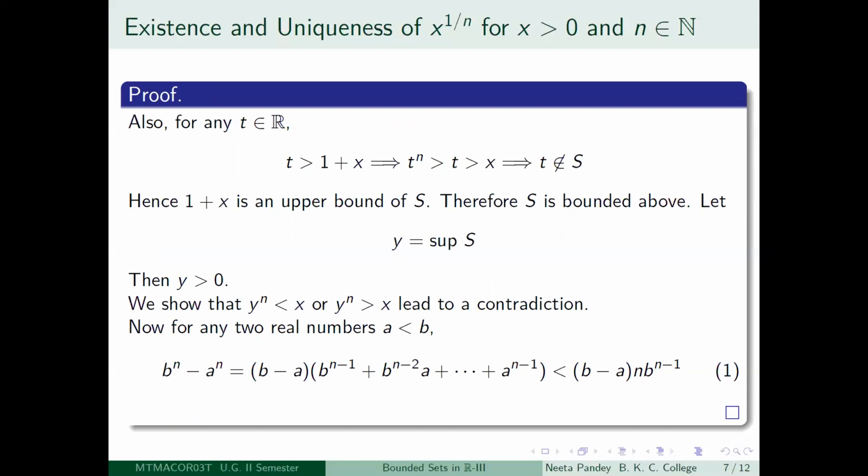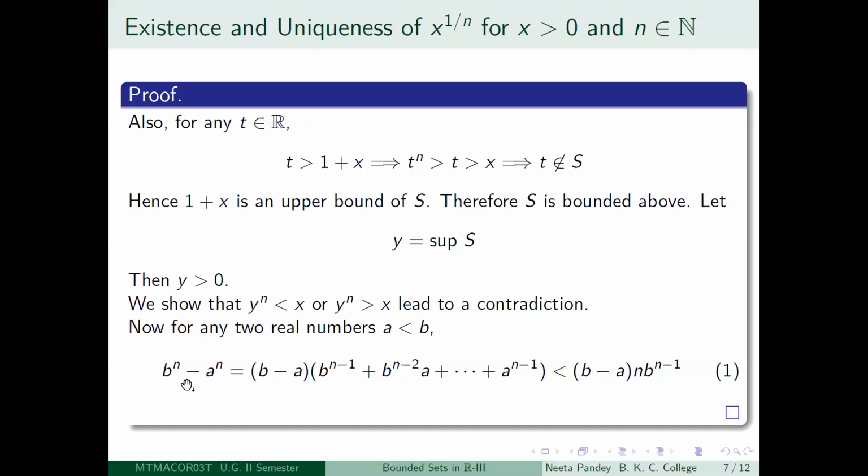We know by law of trichotomy that y to the power n will be either equal to x, or less than x, or greater than x. So I will show that if y to the power n is less than x or greater than x, then we will arrive at a contradiction. For this, I told you there will be some hardcore algebra in this proof. So there is an identity, not a very difficult identity, but let us carefully see this.